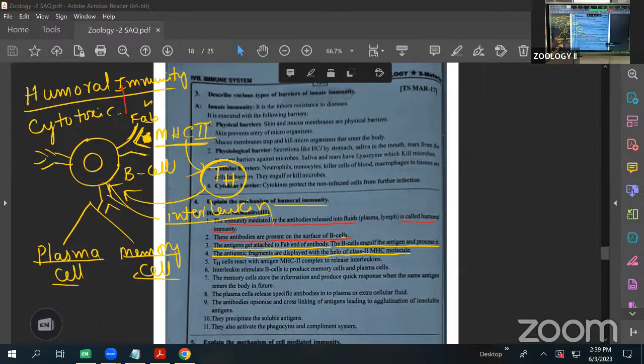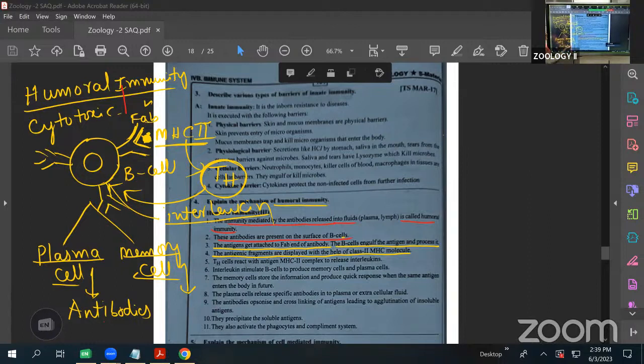What is the function of plasma cells? Plasma cells simply release the antibodies. Antibodies are released by plasma cells. What about the memory cells? They store the memory about the antigen, means the long term memory cells are stored inside the body. If the same antigen enters our body, at that time they protect the body. Clear? This is about the memory cells.